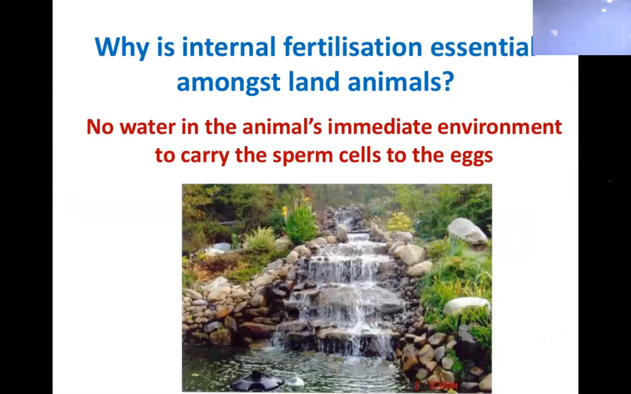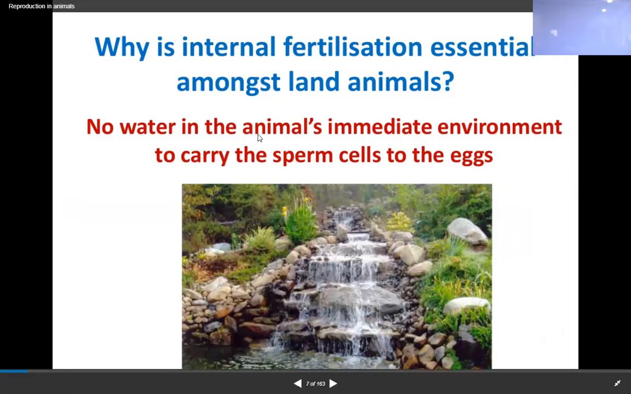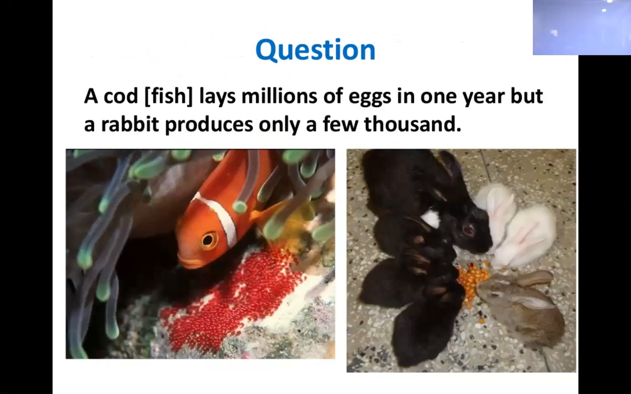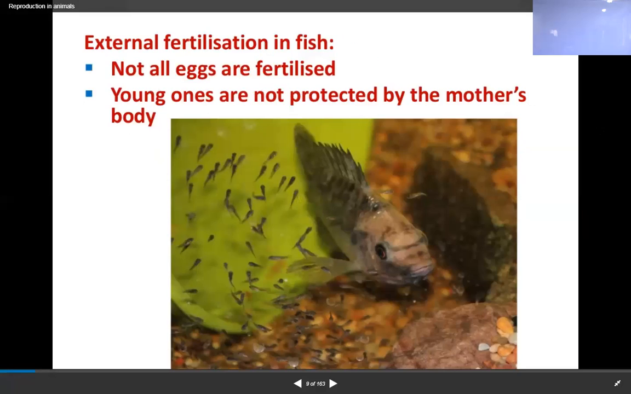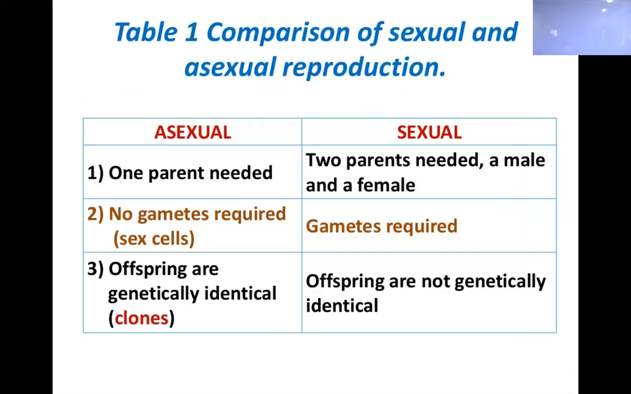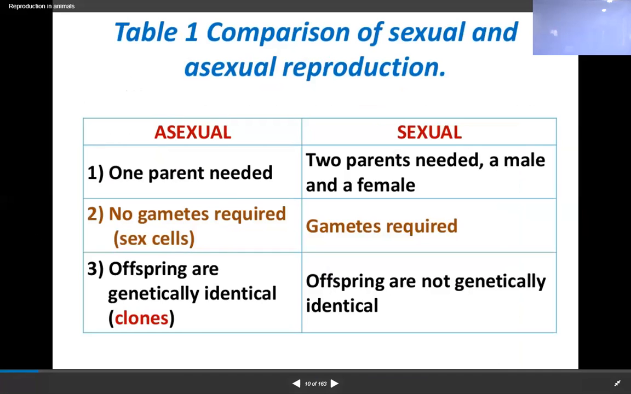Okay. Now, why is internal fertilization essential amongst the land animals? Because no water in the animal's immediate environment to carry the sperm cells to the eggs. That is why internal fertilization is essential. Now, yes, not all eggs. This is not there in your syllabus. Yes. Here you can do comparative study.